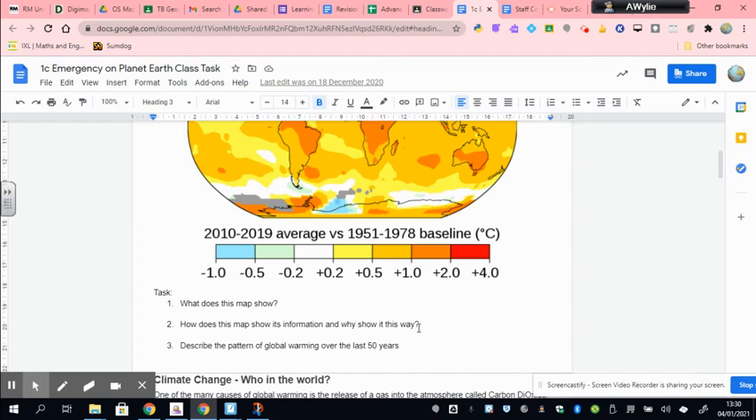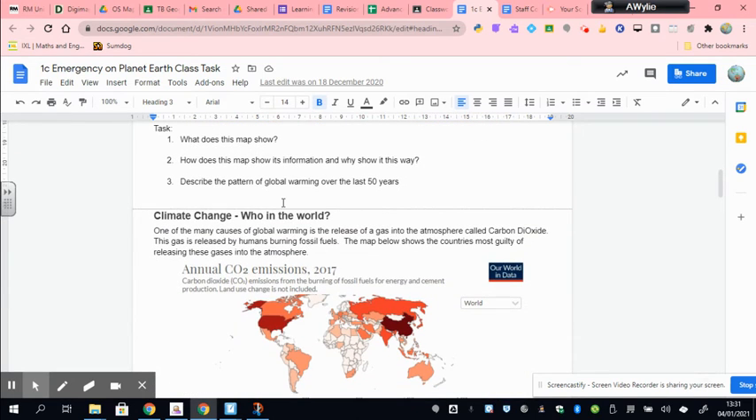Well, to answer that question, I would like you to think about why it uses red to show the areas that have warmed up the most and blue to show the areas that have warmed up the least. So why is that color being chosen specifically? Now, the final task here, describe the pattern of global warming over the last 50 years.